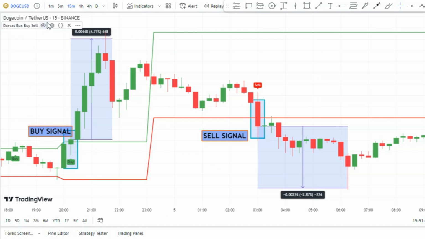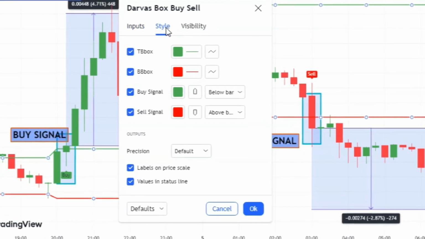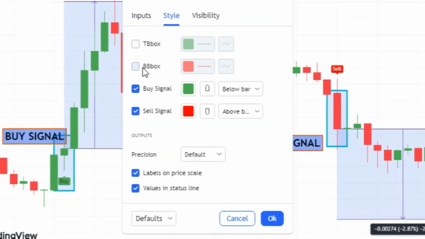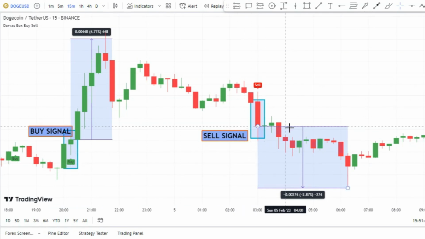To make the chart easier to read, we can go back to the indicator settings and disable the TB box and BB box options in the Style tab. This will remove boxes from the chart. This can make it easier to identify the signals and reduce confusion when trading.